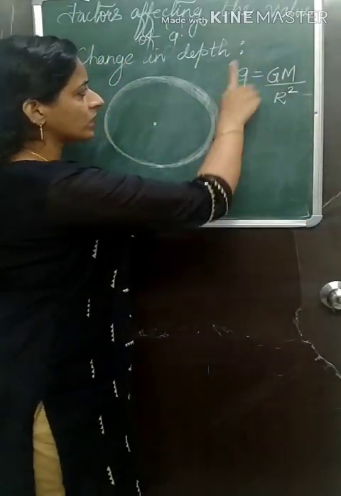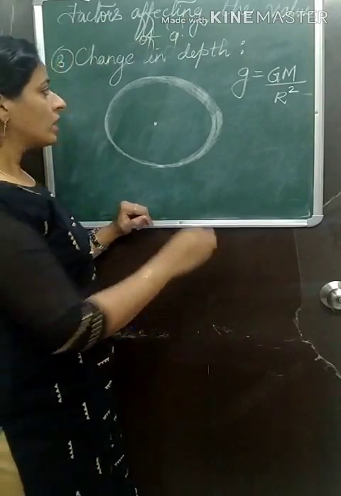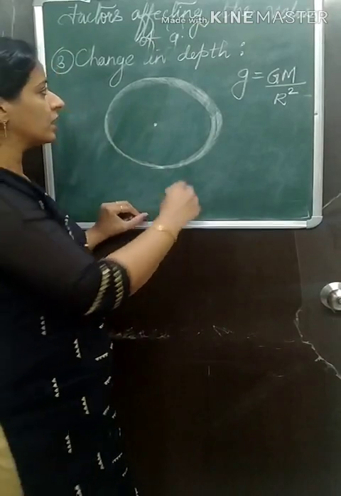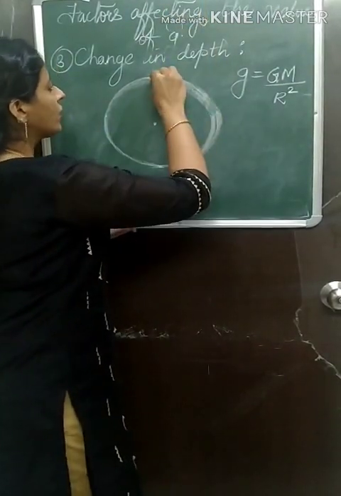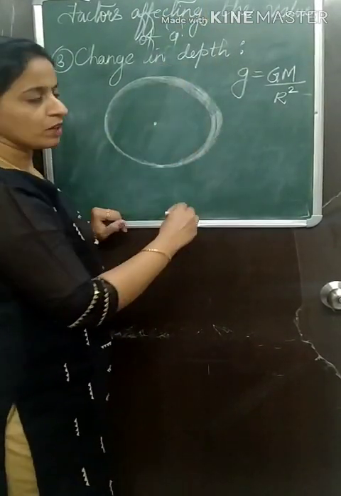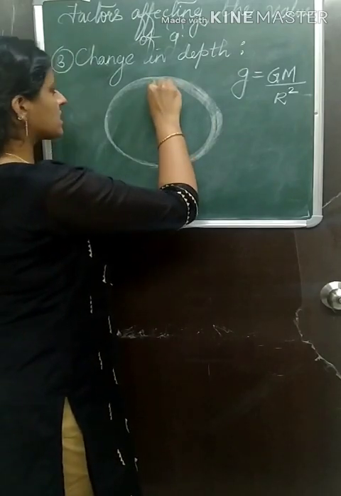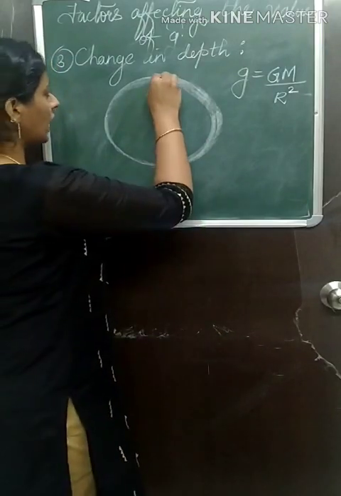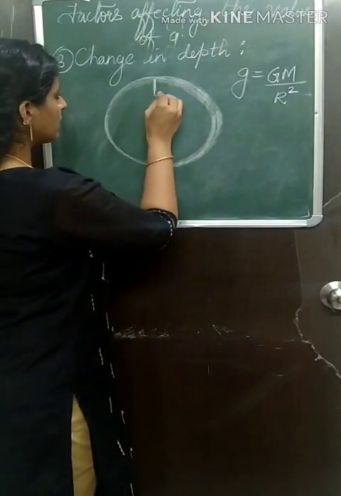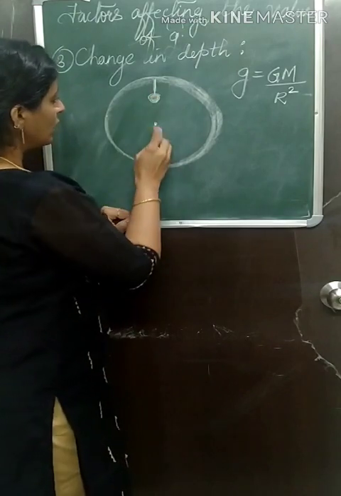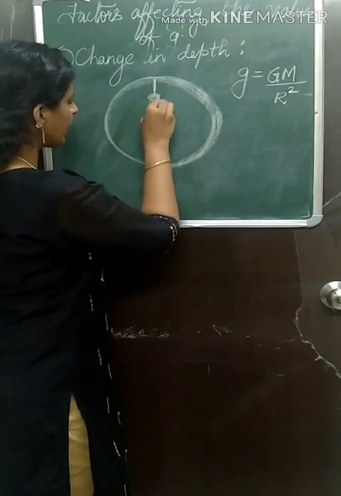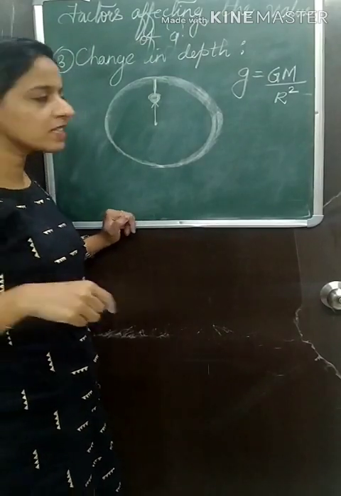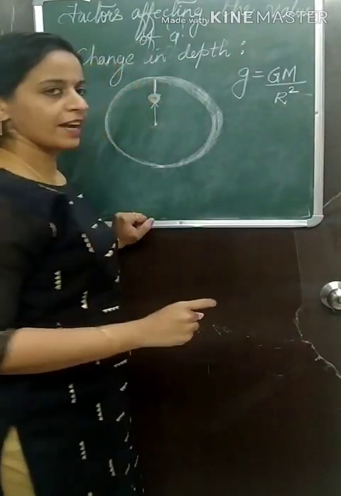Now we saw this is the formula which determines it, no? Suppose we are going deep inside the earth. We discussed the height; now we are discussing the depth. So if you are going deep inside, how will the value of G be affected? Suppose I am at this position. So the radius is only till here. So the radius is decreasing.